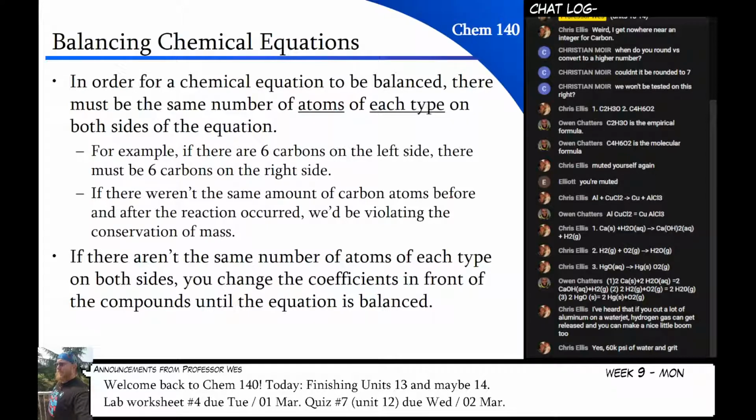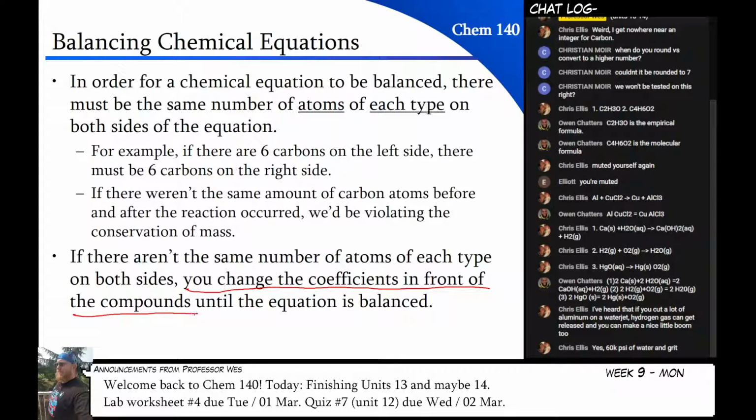And if there isn't the same number of a given atom on both sides, then our equation in its current state violates the conservation of mass. Therefore, it is not valid, and we need to keep playing with it. The only thing we're allowed to edit are coefficients.